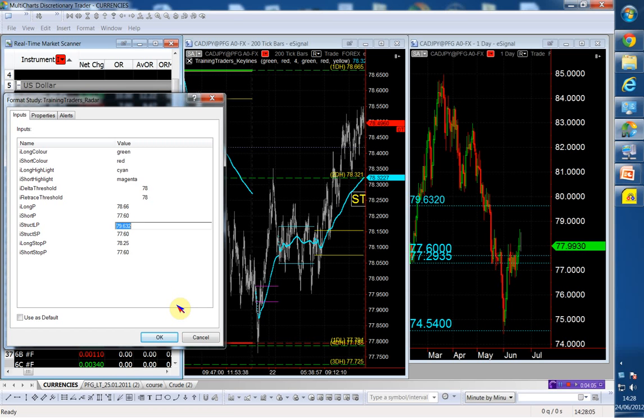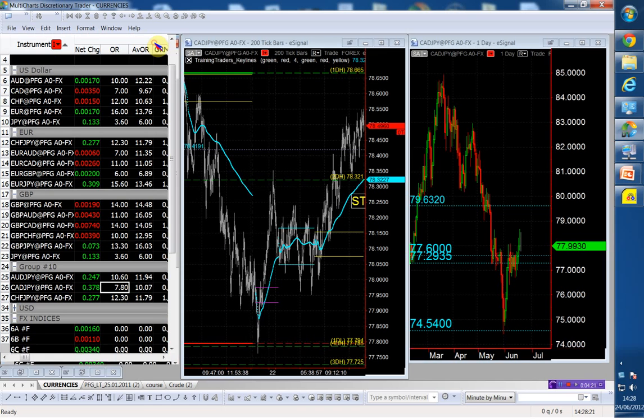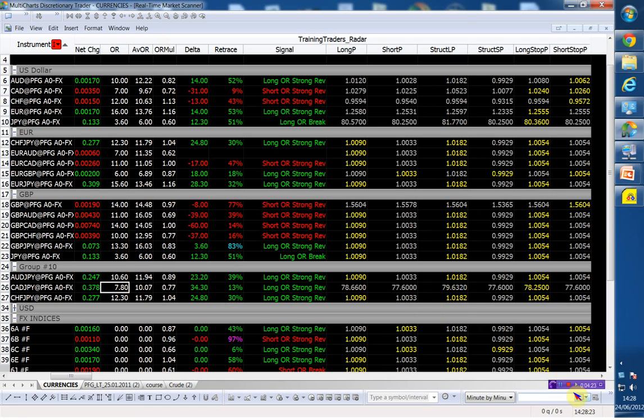On the short side, we're going to go short below the 77.60, which is our structural point. It's going to be our short entry and our stop. Okay? That is the CAD yen. Right there.